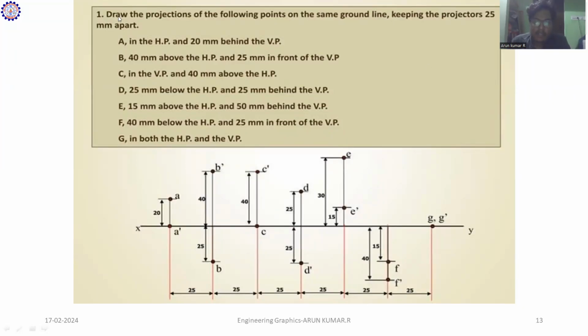Good morning. In this lecture series, we see one main problem for projection of points. We already discussed the two points, A and B. In this class, we are discussing points C, D, E, F, G. Okay, so let's move to the problems.